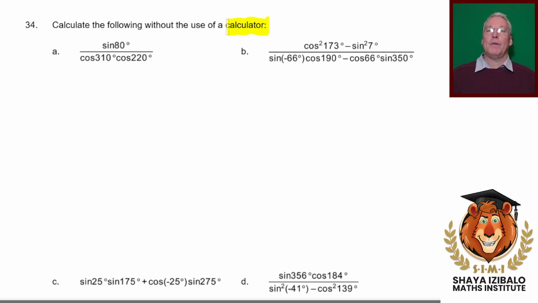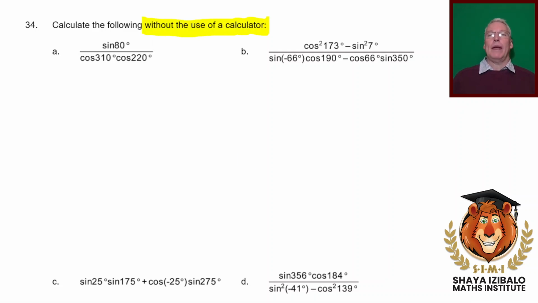And that means that we're either going to be using special angles, or we're going to be able to get rid of things that we don't know by using double angle formulas and co-ratios and things. So let's just take a look at this question. What we see over here, we see a sine of 80 degrees, right? Now, that's not particularly interesting. Let's look at this. This is cos of 220. Let's reduce these two as a starting point, okay?